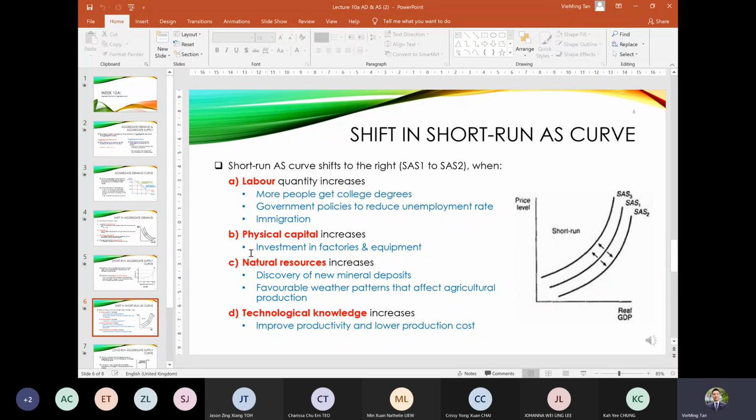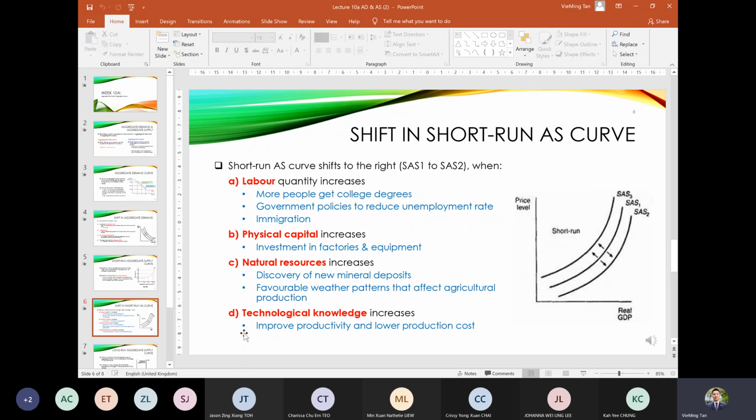Okay. The second factor will be the resources, the physical capital, like machines. If we have more machines and capital to produce the product, this can also shift the AS curve to the right-hand side. Next is the natural resources, the land. If we have more land, that means we have more space to produce more products. So this will shift the AS curve to the right.